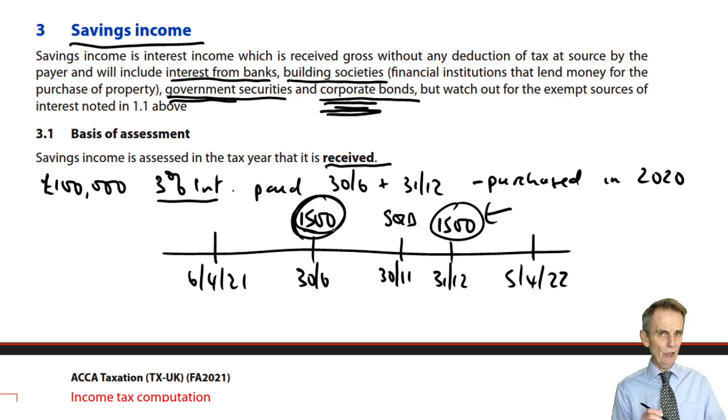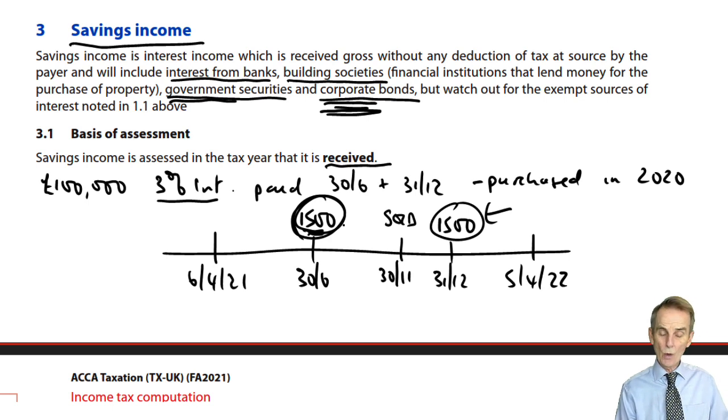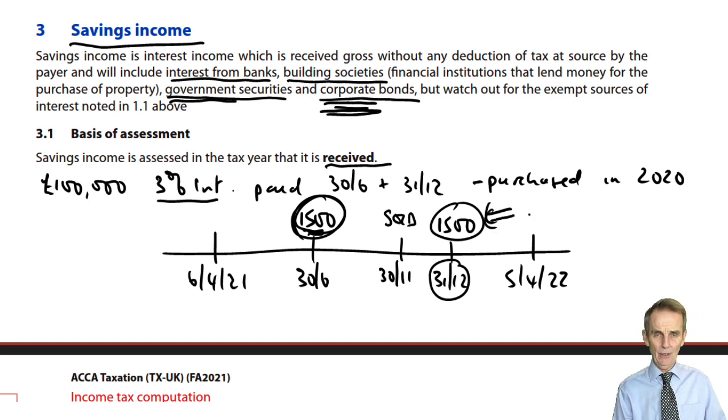So without a certain rule that we're about to see, and I'll take you to the notes further on in this chapter in a moment's time, without what they call the accrued income scheme, only that £1,500 would be assessed on the original owner of that government security, and then on the 31st of December, that £1,500 would be all assessed on the individual buying it.